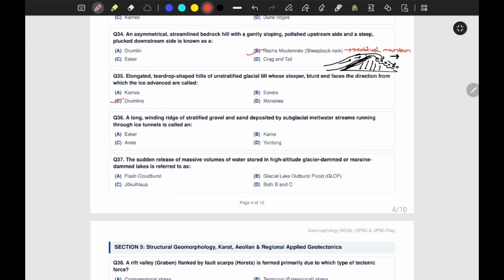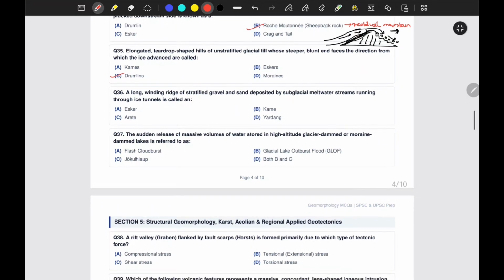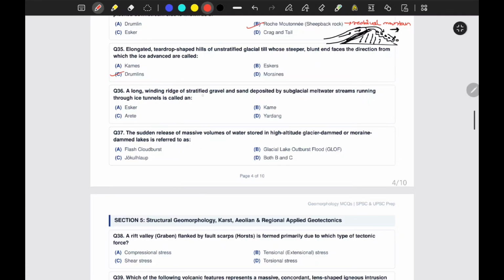Question number 36. A long winding ridge of stratified gravel and sand deposited by subglacial meltwater streams running through an ice tunnel is called esker, arete, kame or yardang. The correct answer is option number A, esker. Yardang, it is found in deserts. Okay, it is a desert landform.